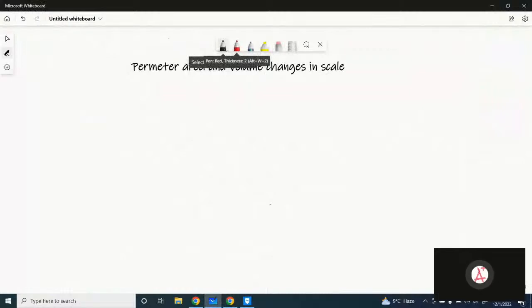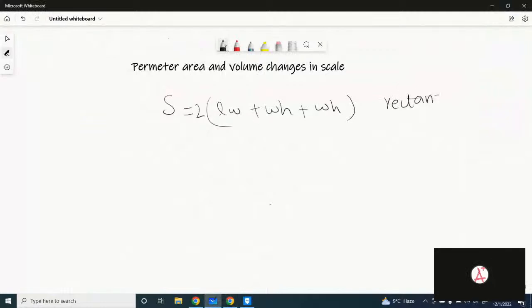So the surface area would be length times width plus width times height plus width times height. It would be 2 times length, width, height. That is for the rectangular prism.